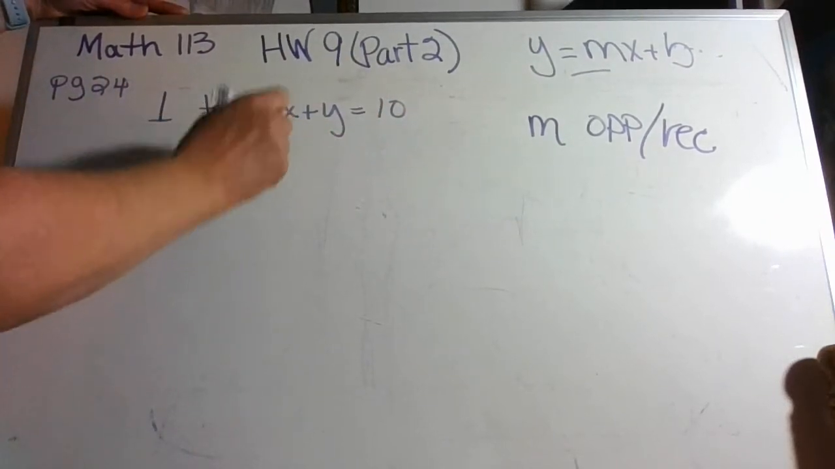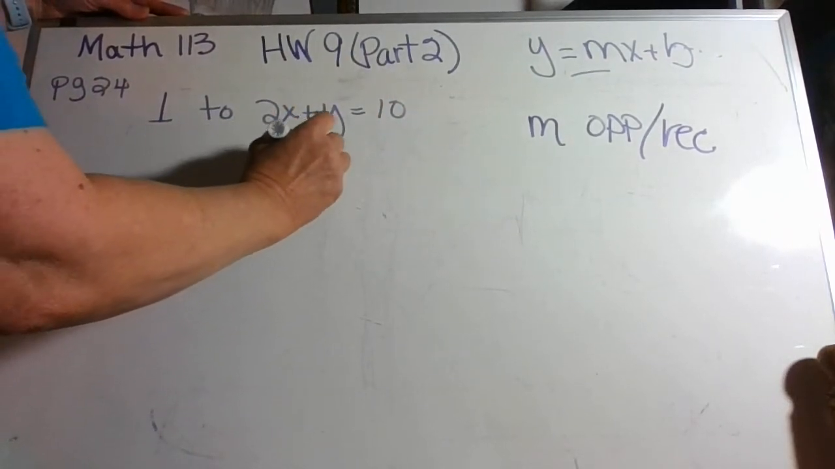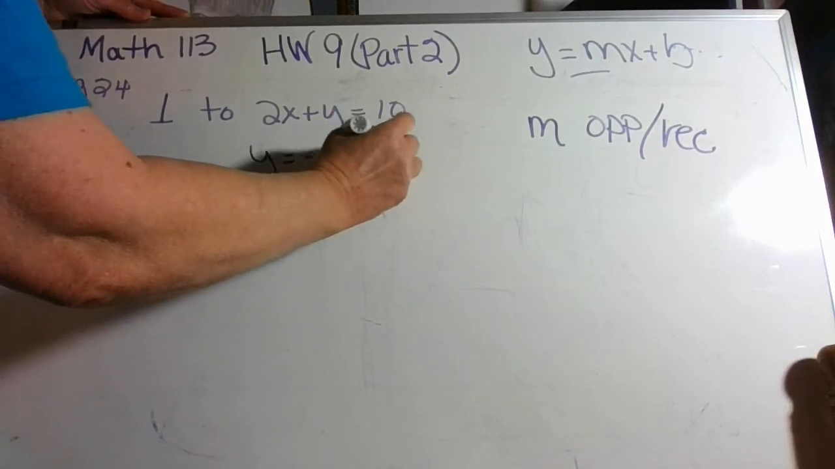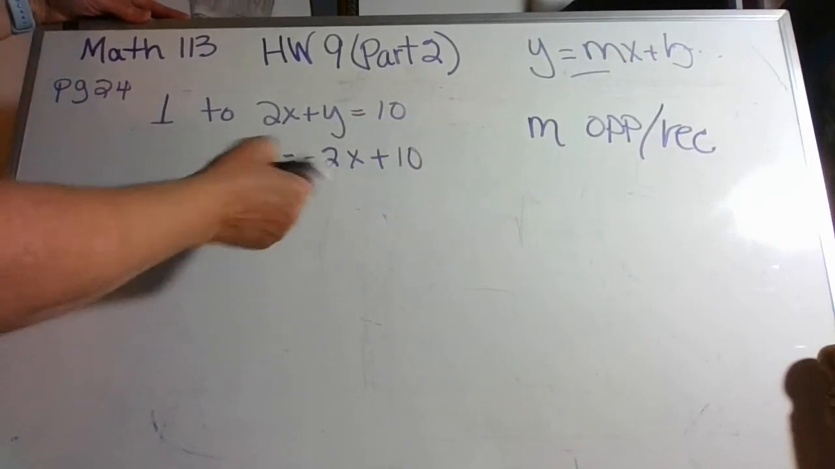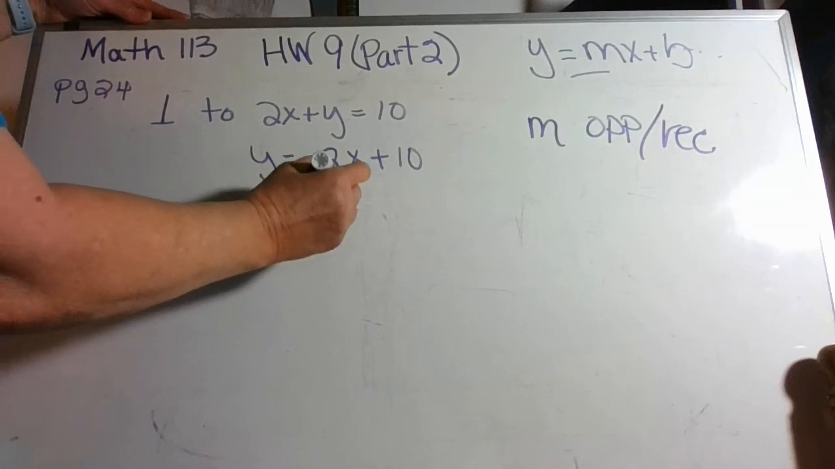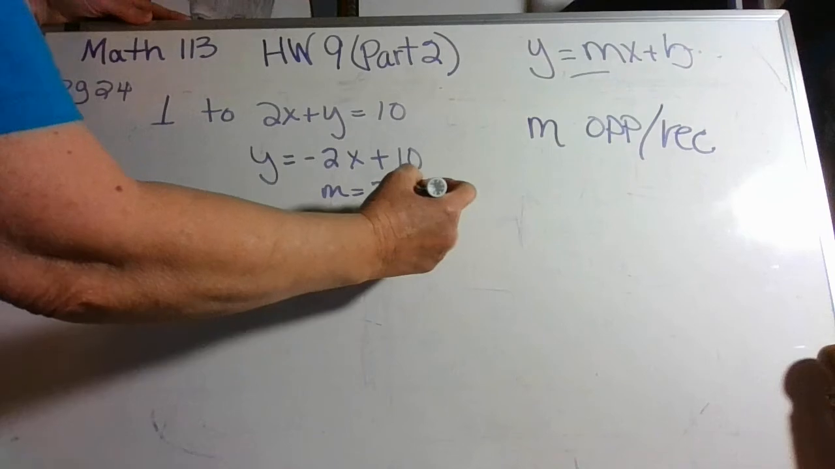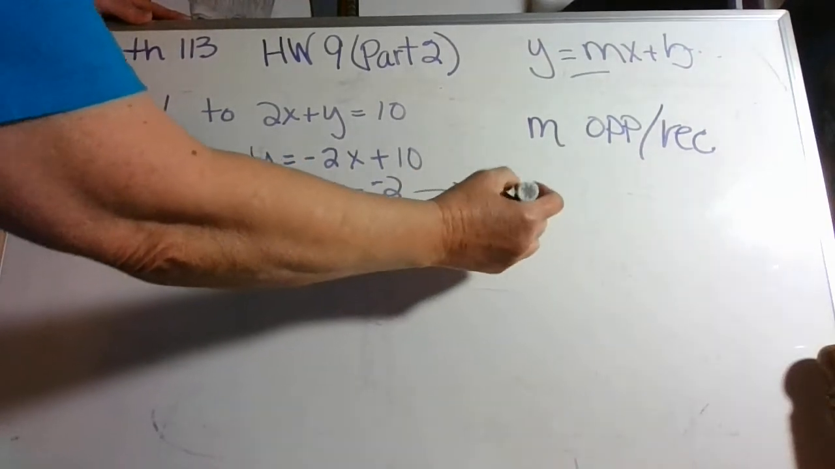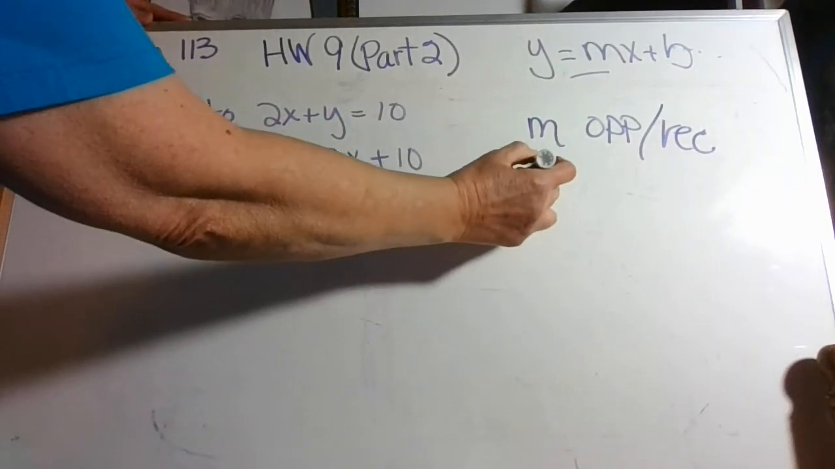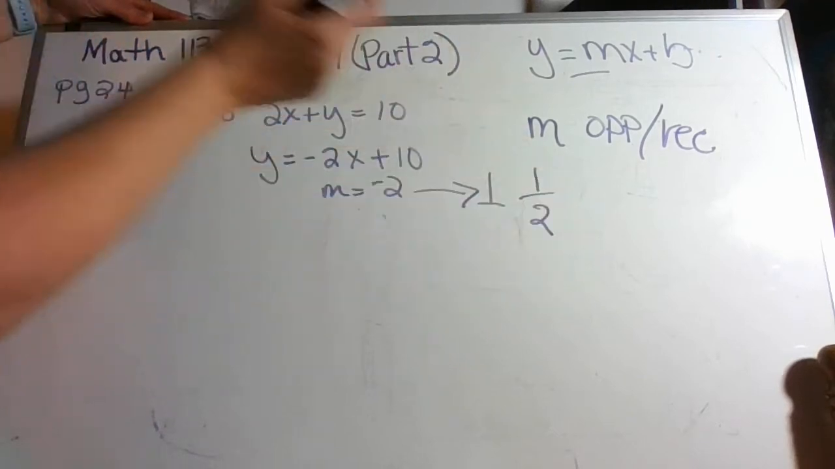Okay, well, let's solve this for y. y is equal to negative 2x plus 10. So this line, the slope is equal to negative 2. The opposite reciprocal for the perpendicular would be a positive 1 over 2.